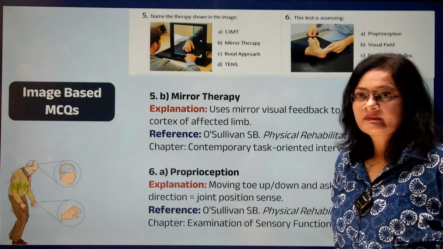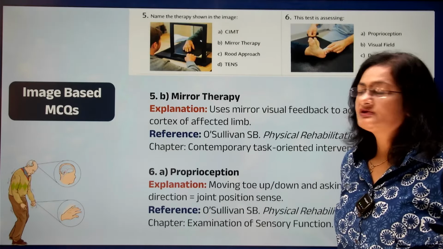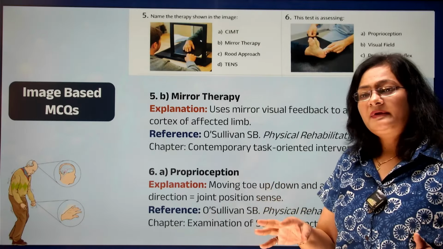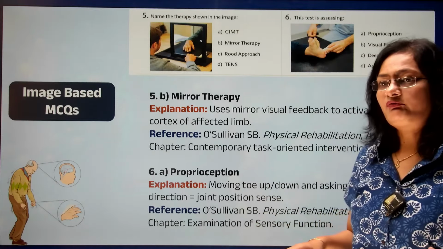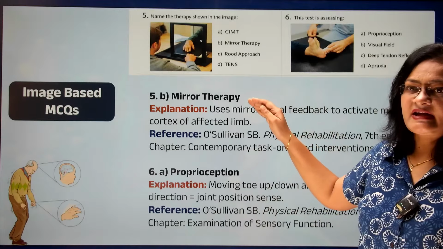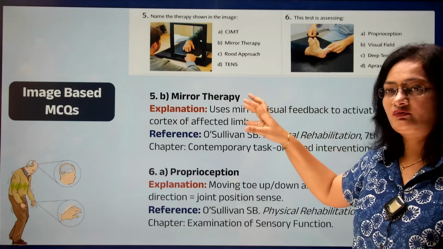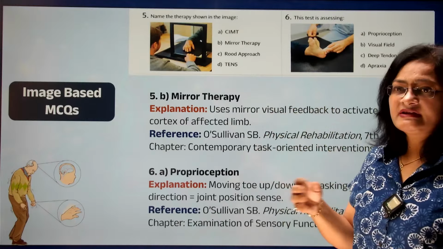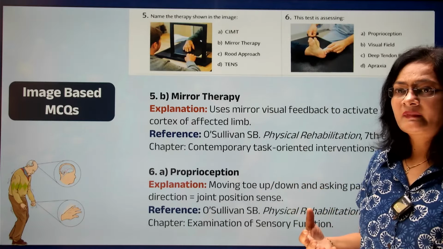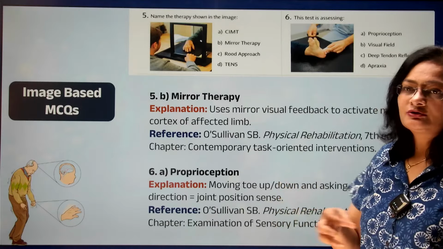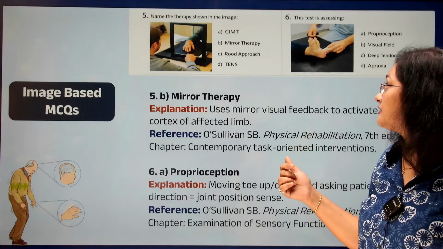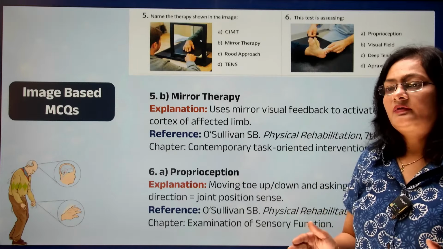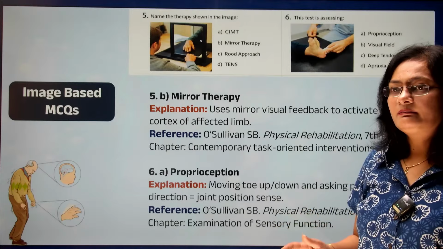Fifth: name the therapy shown in the image. This is one of the mirror, and the patient is performing in front of a mirror. So it is not CIMT, you cannot see any restraint in the image. No sensory cue is applied, so it is not the Rood approach. No electrodes are placed, so it is not TENS. The patient is performing movement in front of a mirror, so it is mirror therapy.